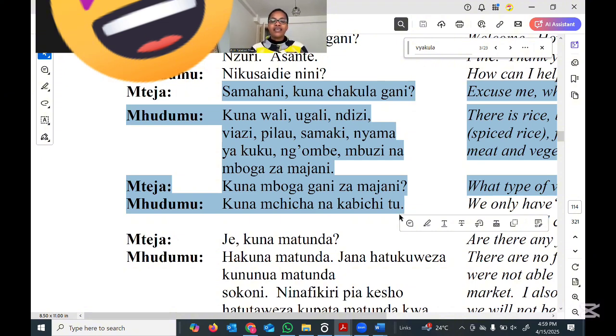Ugali samaki ni bei gani? How much is ugali samaki? And then you start again mentioning the price, and then finally the person will say, okay, nataka ugali kuku. Yeah, it's very common in our culture.